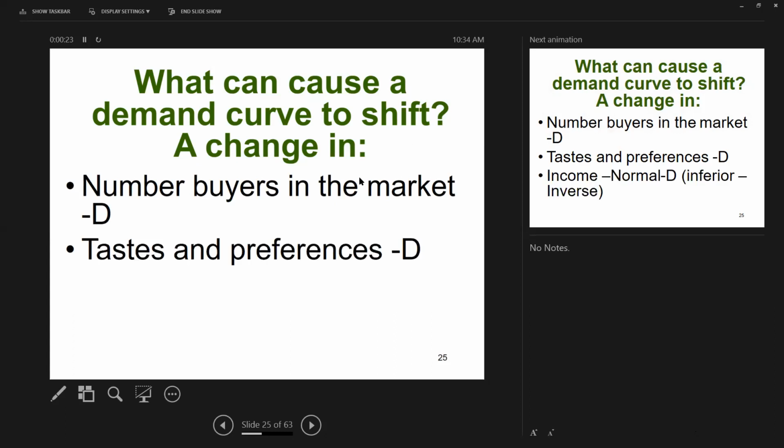The next thing we have is taste and preferences, directly related to demand. If the Dodgers win the World Series like they did last year, that will increase taste and preferences because people prefer to wear the gear of champions, so they will increase the demand for Dodger gear.